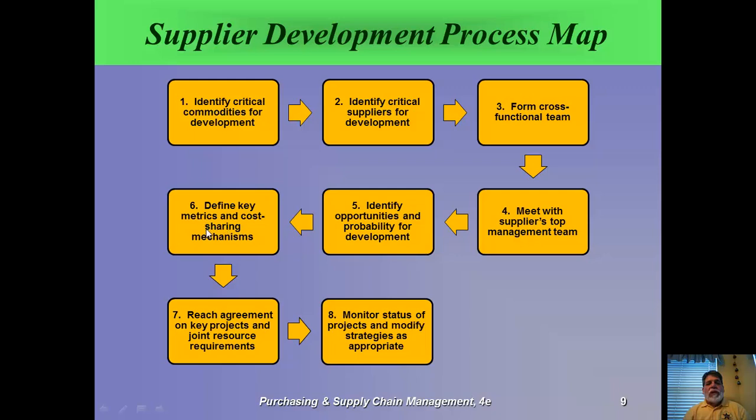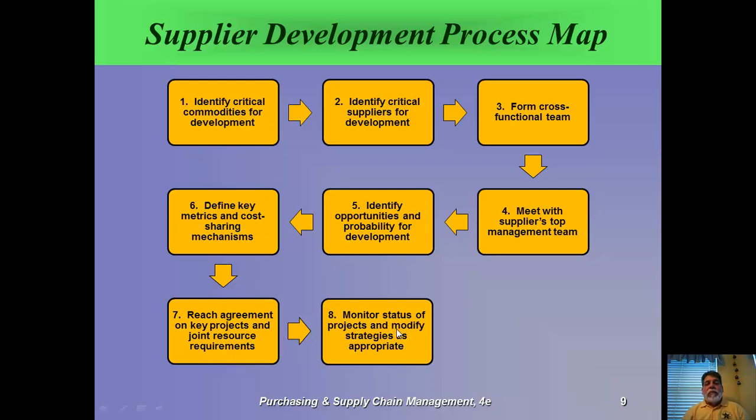You will define key metrics and cost-sharing mechanisms. This is a mutually developed topic. It's not just your company. Their company has to buy into it too. You reach agreement on key projects and joint resource requirements. What's going to happen is that you're going to be working and they're going to be working with you too. They're going to have people delivering information to you, and they should have buy-in because they should know that it's going to improve their company too.